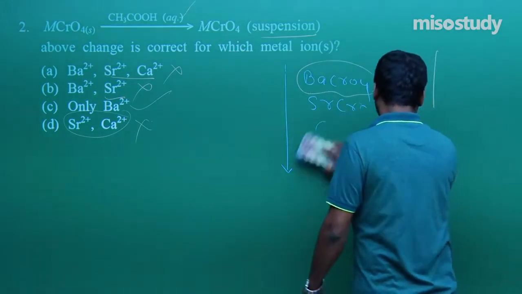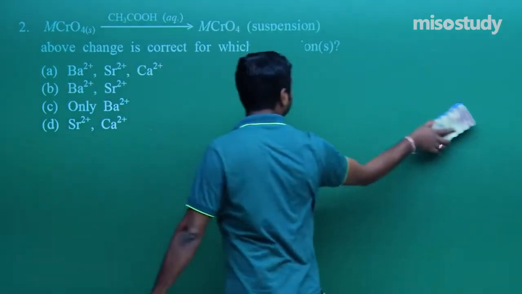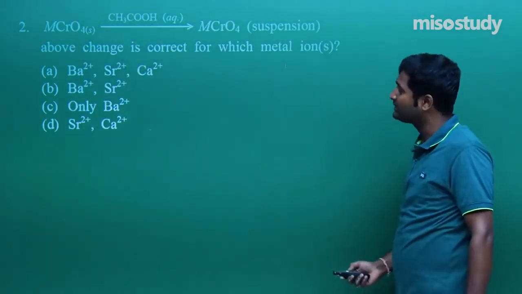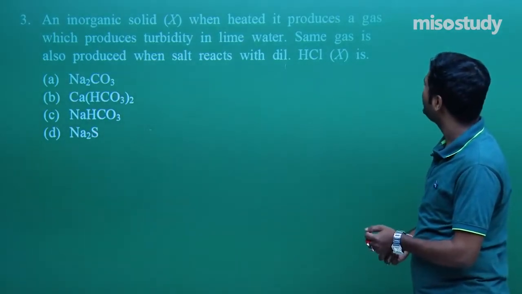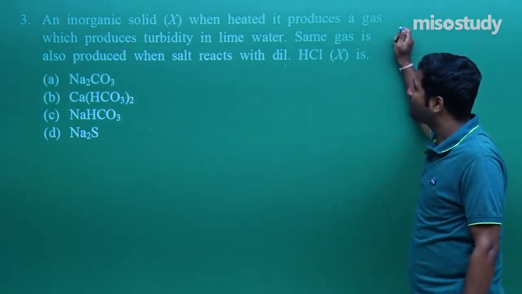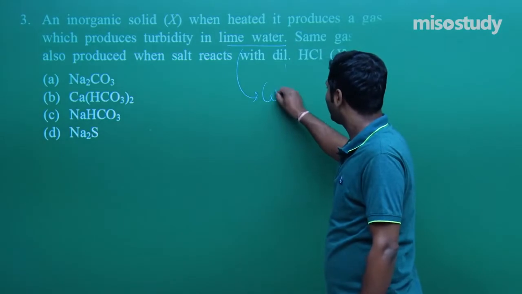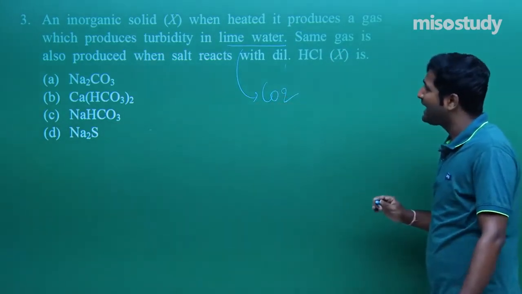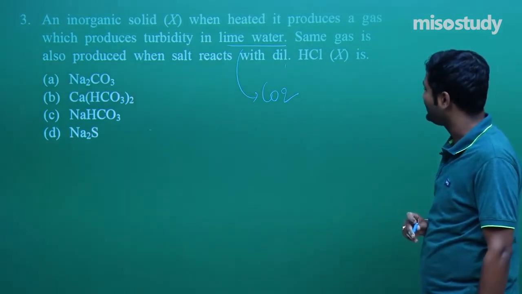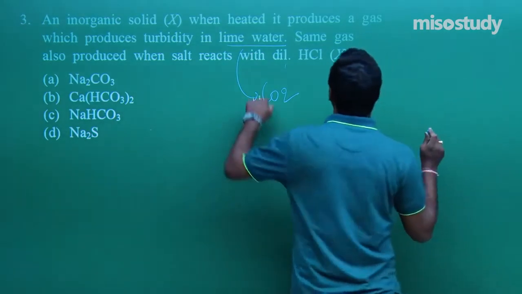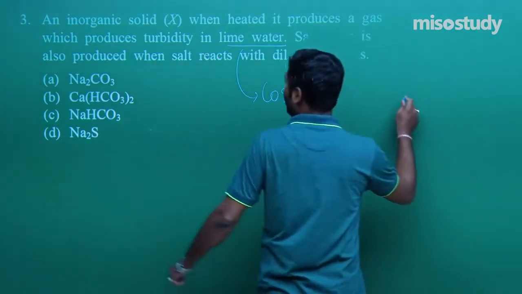Now let's move to the next question, and check it out. Look at an inorganic solid, which when heated produces a gas that produces turbidity in lime water, then definitely this is a clue, the gas is CO2. The same gas is also produced when the salt reacts with dilute HCl.